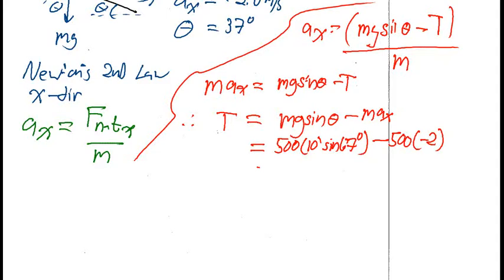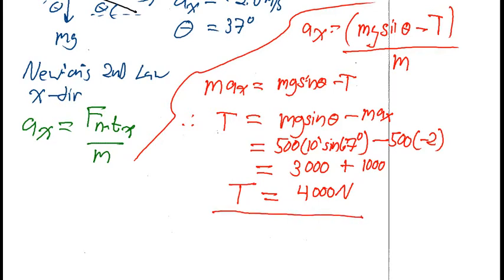So let's see, the sine of 37 is equal to 0.6. So we have 500 times 10, which is 5,000, times 0.6. So that's 3,000 minus 500 times -2, which is plus another 1,000. And so that equals 4,000 newtons. So the tension in this cable as the cart is being lowered down the hill is equal to 4,000 newtons.